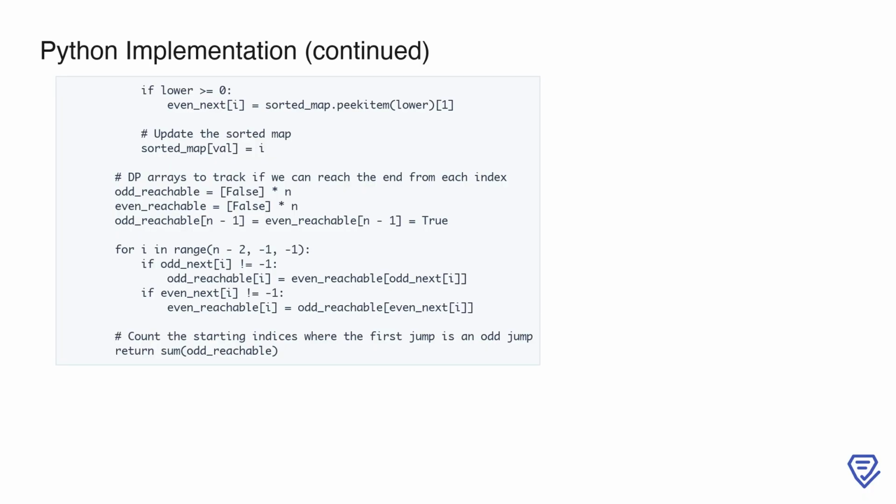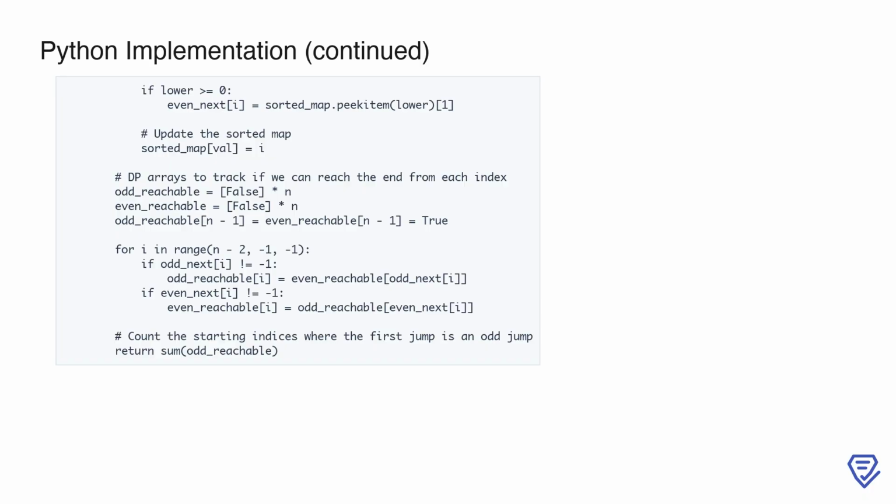The last index is always reachable, so we mark it as true for both arrays. Next, we iterate backward through the array again, starting from the second to last index. For each index, we check if there's a valid next index for an odd jump. If there is, we update odd_reachable for the current index based on the value of even_reachable at the next index. Similarly, if there's a valid next index for an even jump, we update even_reachable for the current index based on the value of odd_reachable at the next index.